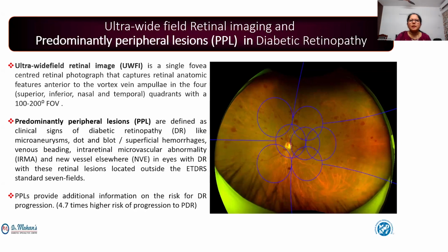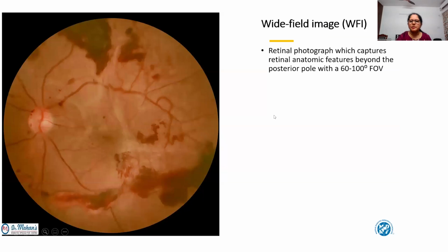So what are predominantly peripheral lesions? These are the same clinical signs of diabetic retinopathy like microaneurysms, dot and blot hemorrhages, IRMAs or new vessels, etc., which are seen outside this ETDRS field. Anything you can see on this picture, multiple changes that you are seeing outside the ETDRS field.